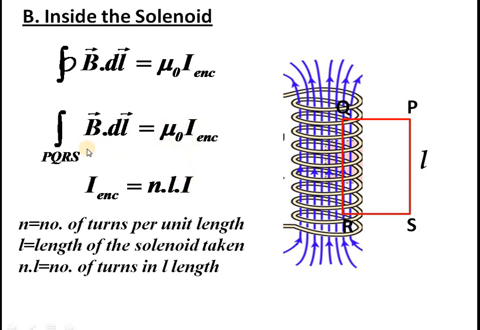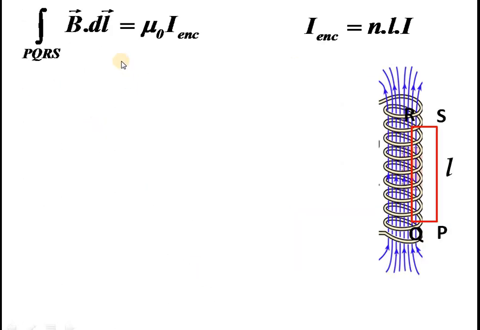So what about the left hand side? Actually our interest is to find the magnetic field. Here the terms are explained. Small n is the number of turns per unit length, and small l is the length of the solenoid taken that corresponds to the side of the loop PQRS, and n into l is the number of turns in l. So now let us go to the other side.